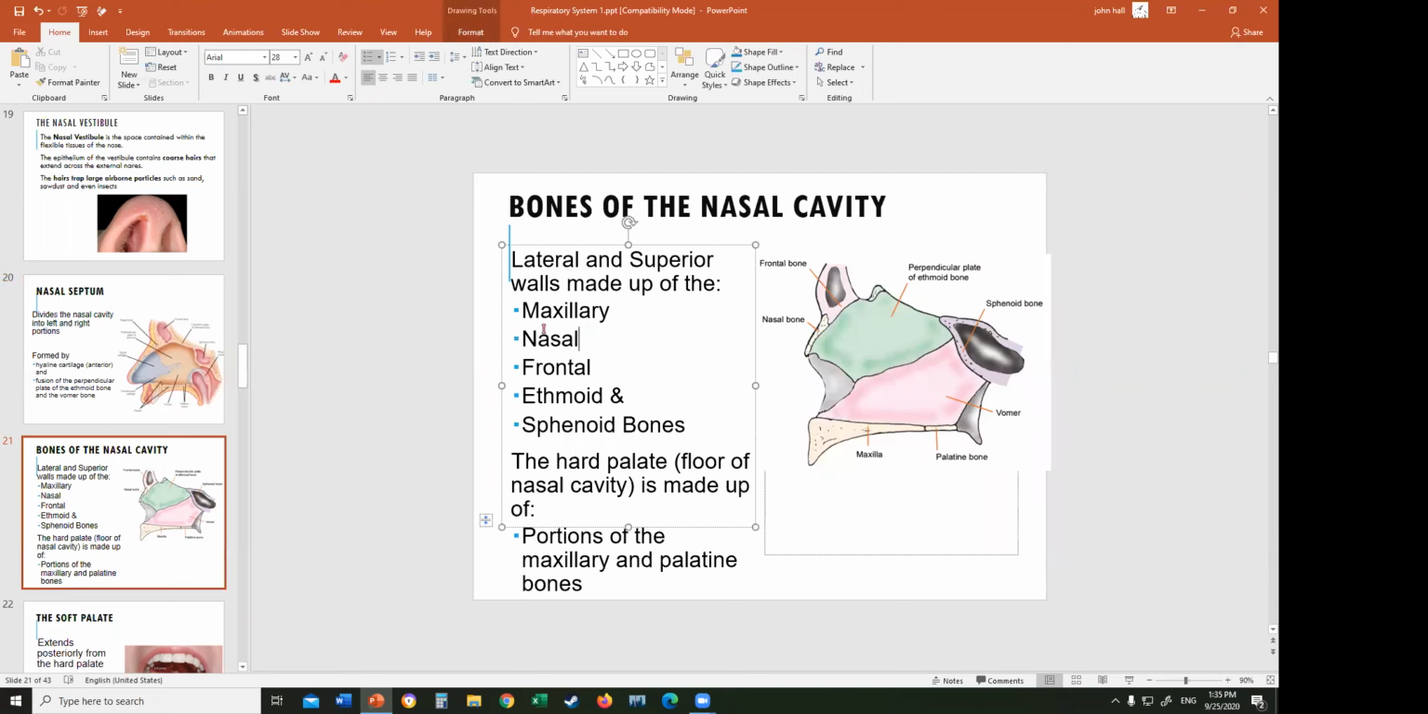Now, bones of the nasal cavity. You're going to need to remember the names of these bones because it is very easy to get multiple choice questions from them. For example: which of the following is not considered a bone that makes up the nasal cavity? I can do about six different multiple choice questions just from that alone. So please make sure you know that the bones in the nasal cavity include the maxillary bone, nasal bone, frontal bone, ethmoid and sphenoid bones, as well as portions of the maxillary and palatine bones, right? Make sure you know the names of the bones and where they're located. Plenty of multiple choice can come from that.